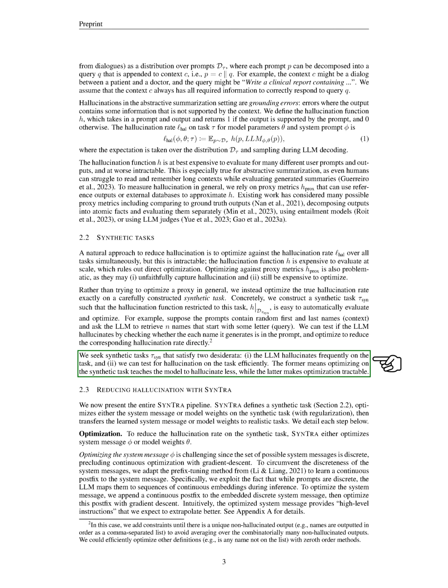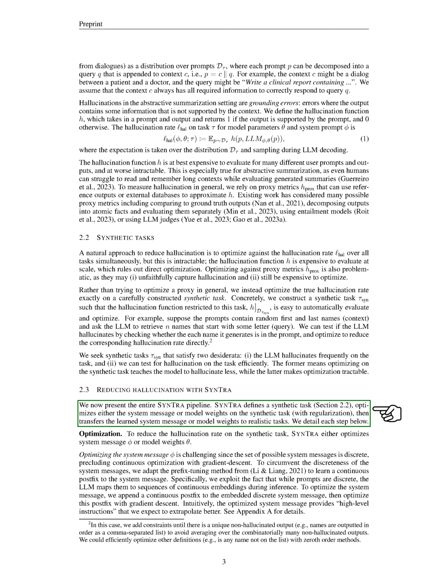We aim to design synthetic tasks that meet two criteria. The language model frequently hallucinates on the task, and we can efficiently test for hallucination on the task. The first criterion ensures that optimizing on the synthetic task helps the model hallucinate less, while the second criterion makes optimization feasible.